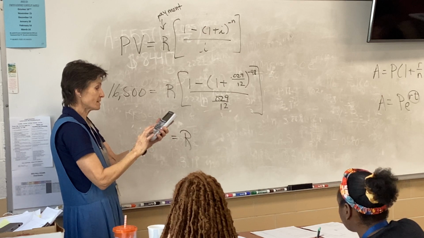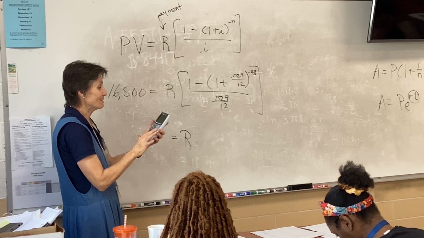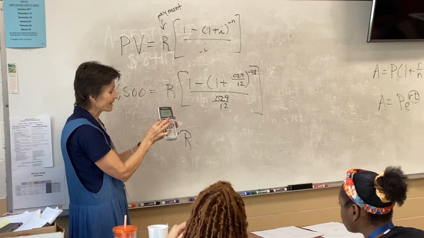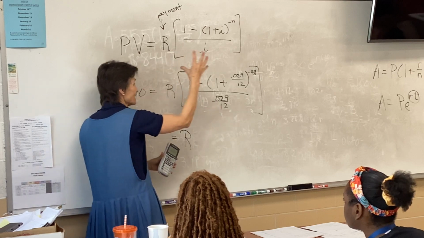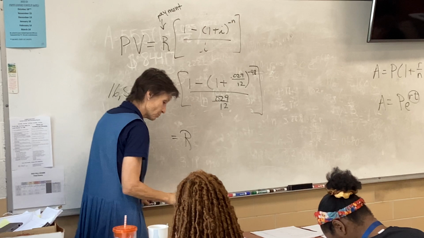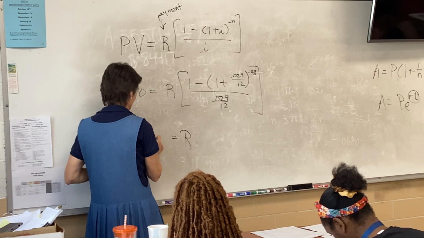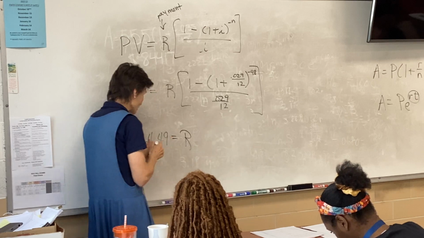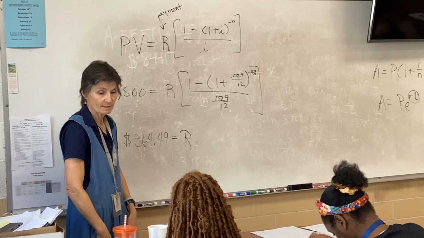So 16,500 divided by the last answer I got. And his payments are $364.49. So every month he's gonna pay $364.49.